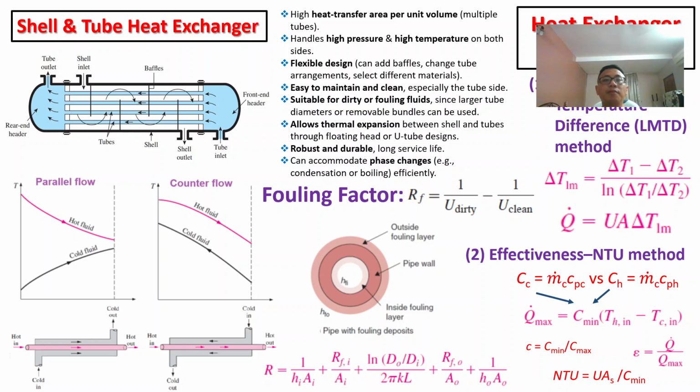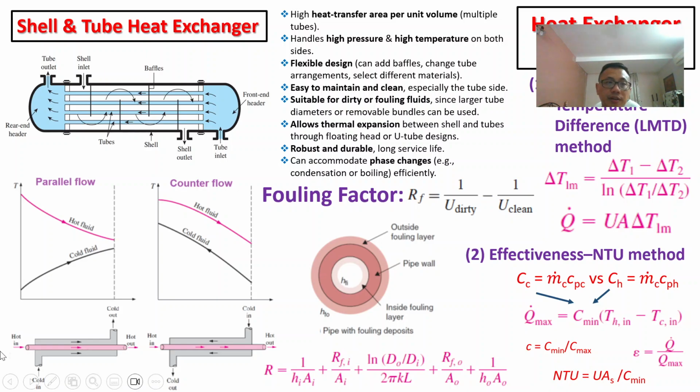Okay, and then we talk about the shell and tube heat exchanger, for example. The shell and tube heat exchanger is very commonly used in industry because it has high heat transfer area per volume, and can handle high pressure and temperature on both sides, the utility side and also the process side. Okay, and it has flexible design, easy to maintain and clean, suitable for dirty and fouling fluid, allows thermal expansion, robust and durable, with very long service life. It can accommodate phase change. If you have evaporation or condensation happening, it has no problem.